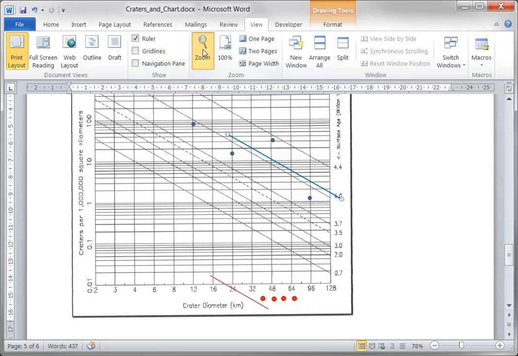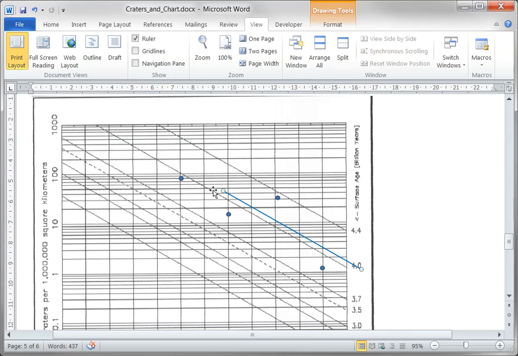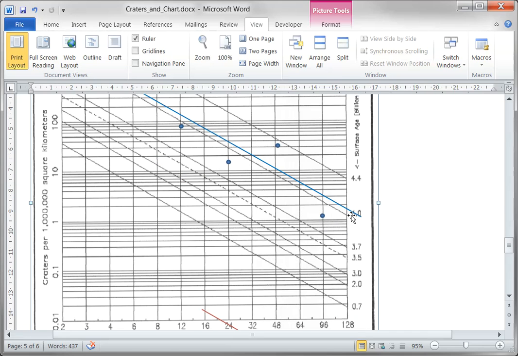I'm just going to zoom in a little bit more to text width, just to make it a little clearer. So be careful not to change the slope of the line this way or this way. Keep it parallel to the actual line. Okay, so we've placed our best fit line. Now comes the time to read the age. Where these isochrons, these sloped lines, intersect this axis, that is what gives you the age.